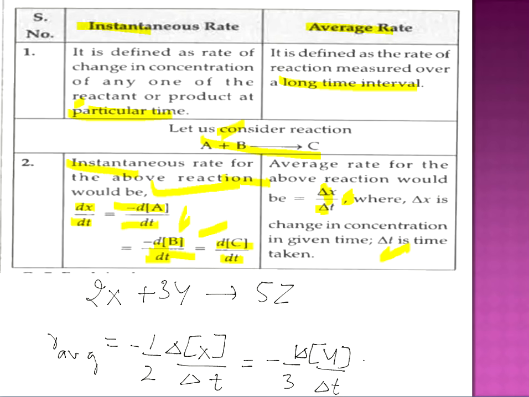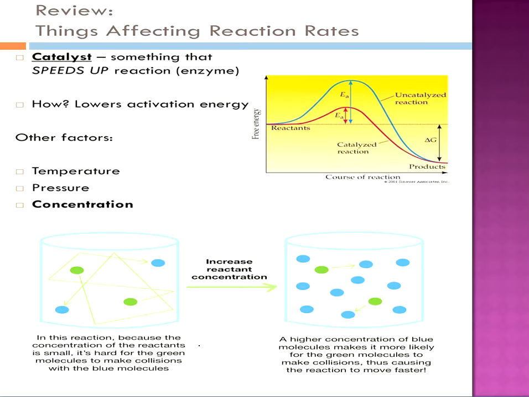For the product we use the plus sign, so plus 1 upon 5 delta Z upon delta t. This will be the average rate, and for the instantaneous rate we will use dX upon dt. This is the stoichiometric coefficient. Clear?